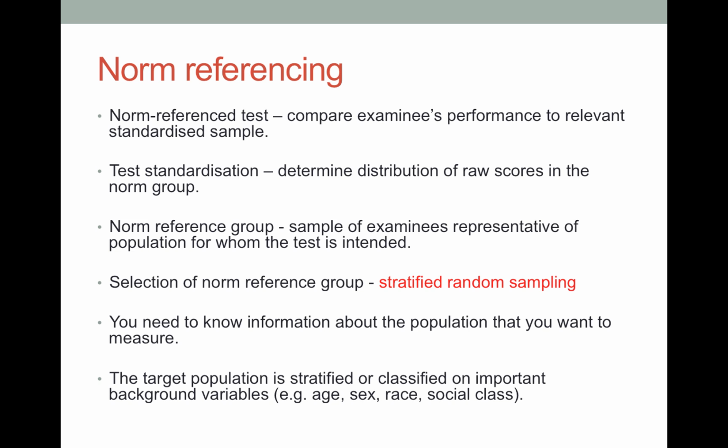A norm reference group might be selected using a stratified random sampling approach. You need to know information about the population that you want to measure. So the target population is stratified or classified on important background variables, for example, age, sex, race, and social class. An appropriate percentage of persons from each stratum are then selected. So, for example, if 12% of the relevant population are Chinese, then the test developer randomly chooses subjects, but with the constraint that 12% of the norm group is Chinese.